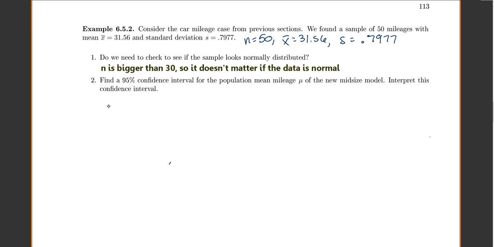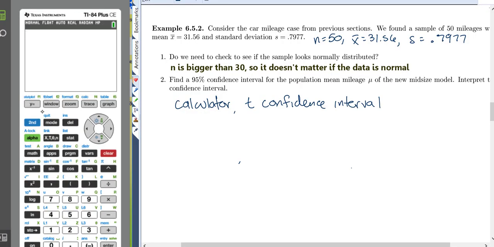So we could use a formula, but we don't have to in this class. We're just going to plug it straight into our calculator. We want to use a t confidence interval. Okay, so let's pull up our calculator. This is a little bit different than the other things we've been doing. We need to find our stat menu first. So here's stats. We want to go over to test. They put it under test, you know, it's called a confidence interval.